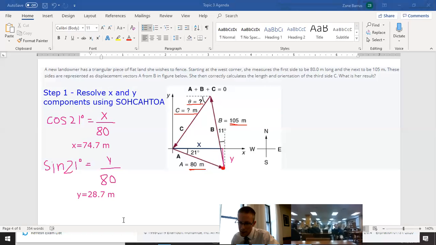Okay, all right. So we're going to table those components that we just found. We're going to work on the next one now. I'm going to do this next one in, let's say, orange. So the next vector was 105 meters at an angle of 11 degrees. Just like before, I'm just going to sketch in my components.